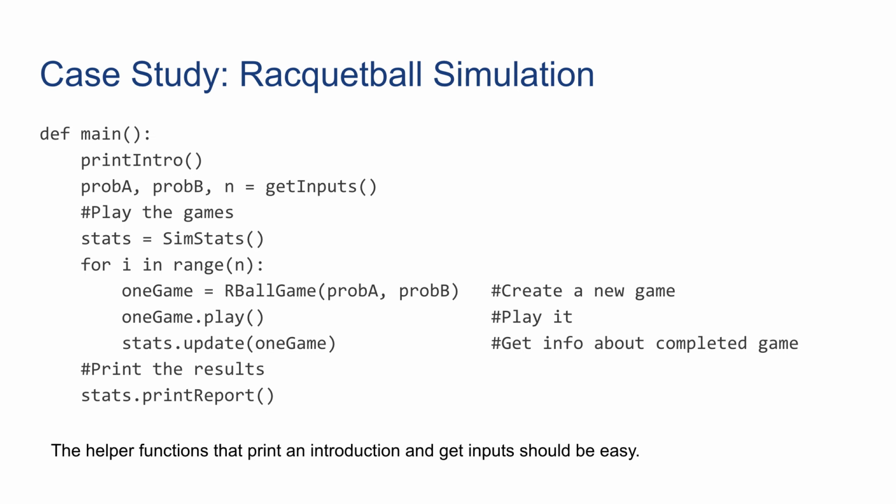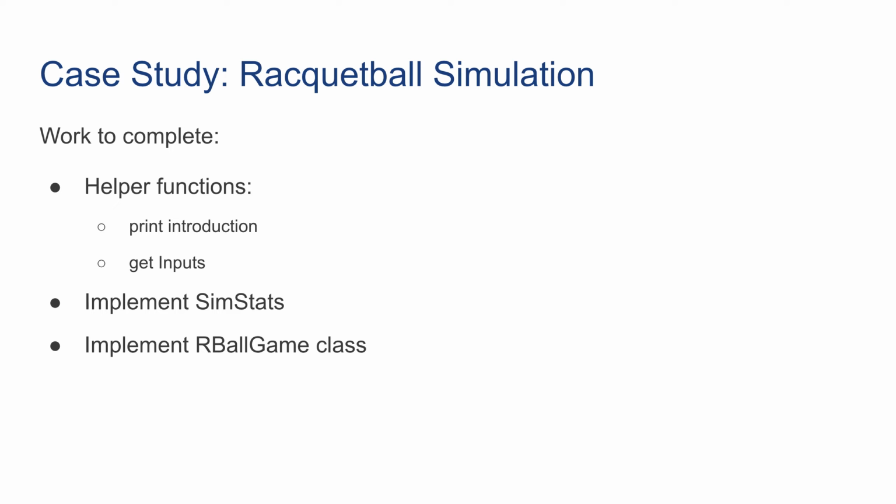Right? So the helper functions that print an introduction and get inputs should be easy. We'll remember this from previous example. Now what we need to do is design the objects and their attributes and methods. So where do we start? First, we need to complete the helper functions, which are the easy parts, and then we need to implement the SimStats, and then we need to implement the RBall game class. Alright, so let's get started.